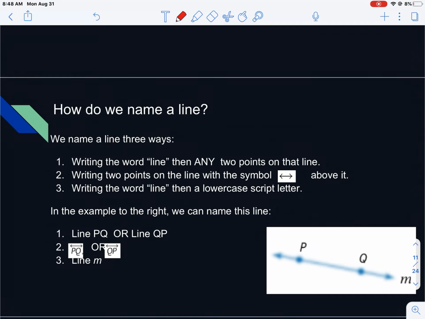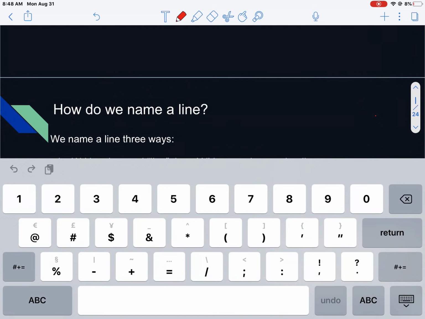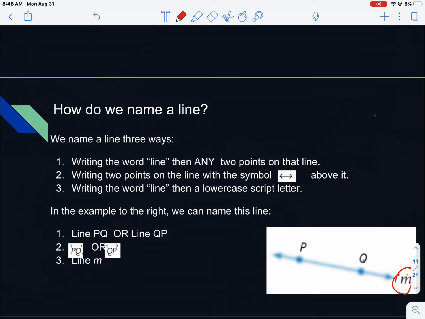And then number 3, writing the word line, then a lowercase script letter. So sometimes you'll see a script letter written over here, right? You'll see this guy. Basically, that's just a naming device. It's not a point, okay? Points are only in capital letters. So that's going to be line M. So those are the three ways. So just to review, you write the word line and then 2 points on the line.